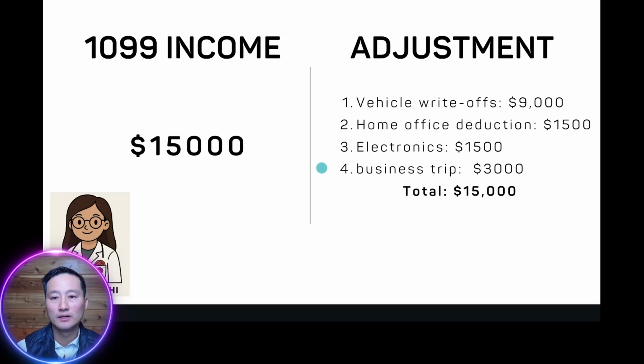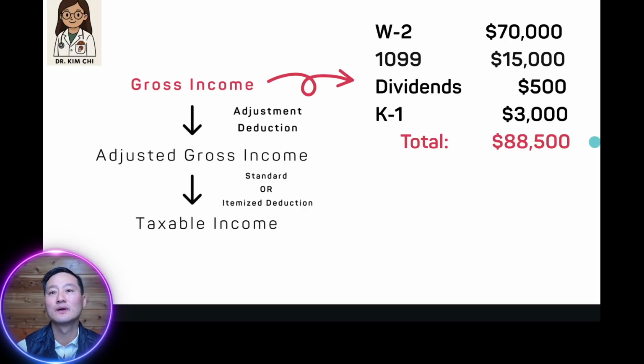And number 4, she took a business trip and planned very carefully in order to maximize her deduction. So she created $3,000 of deduction. So let's take a look at how these adjustment deductions, or above the line deductions, impacted her final tax report card. Let's start with her gross income, which I cover in part 1. Her gross income was still $88,500, regardless of adjustment deductions, because all the income they earn becomes gross income unless exceptions apply. Remember from part 1?